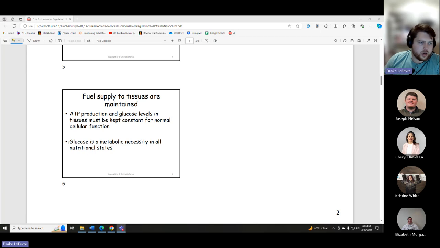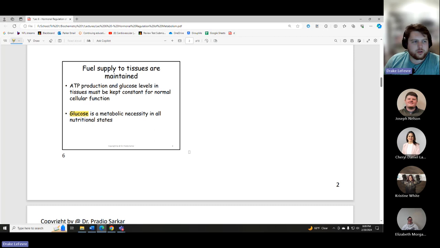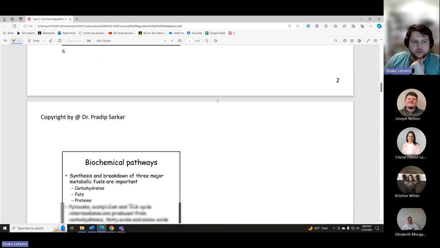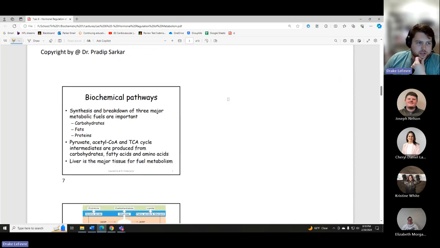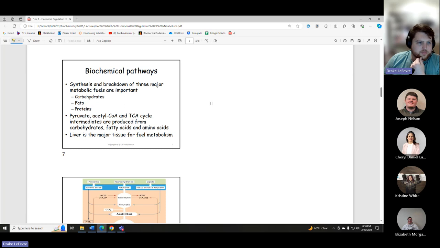When we start talking about glucose, this will feed into this week's material of the carbohydrates and stuff, the formation of glucose and the different carbohydrates. A lot of this hopefully is review, that we have our main carbohydrates, fats, and proteins.